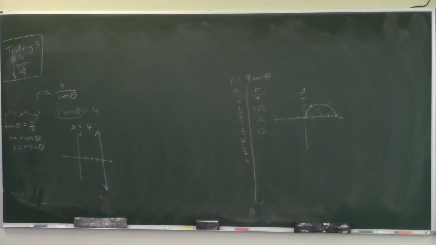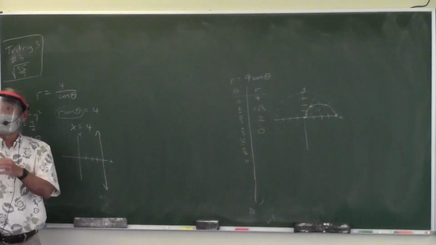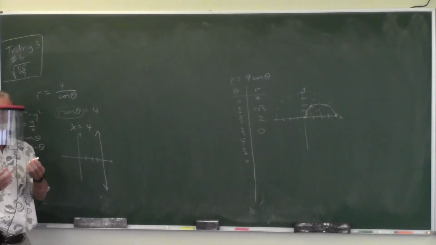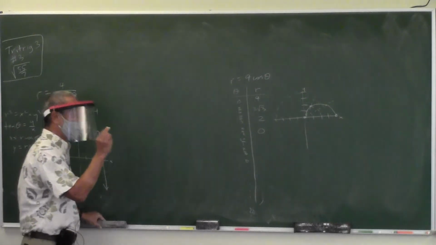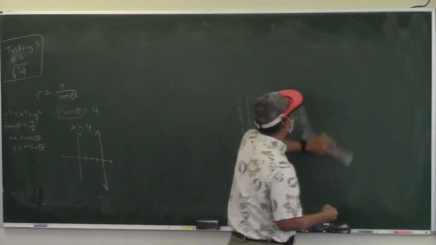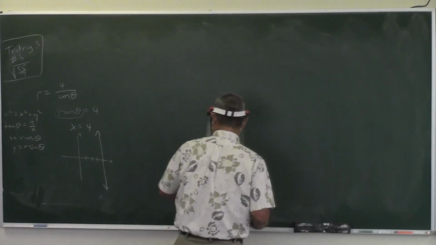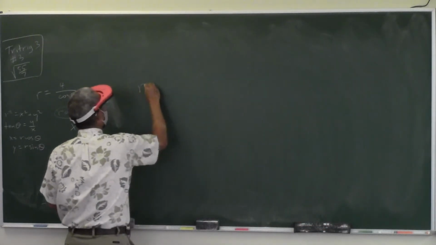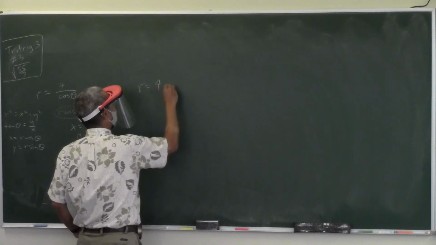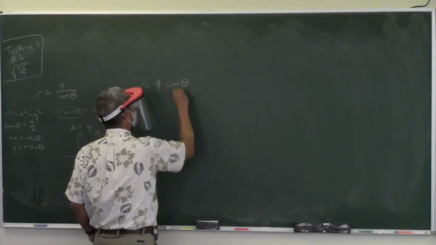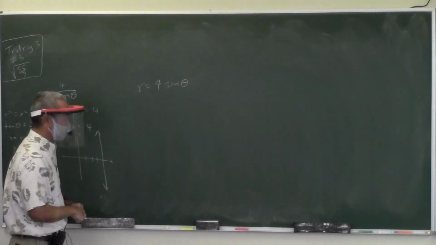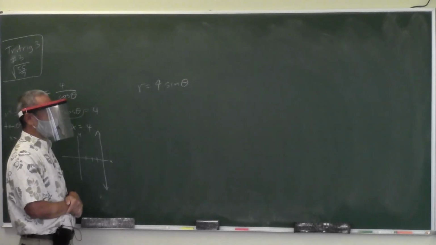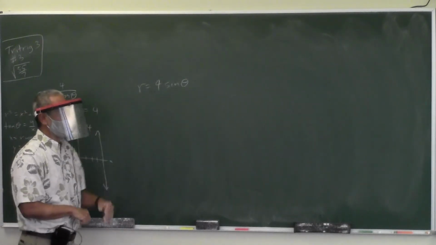Okay, let's do another one. So the way that we're going to graph tonight is you're going to convert it to a rectangular equation, and hopefully you will recognize it. Hopefully. Okay, how about r equal 4 sine theta? In fact, we did something like it over there.